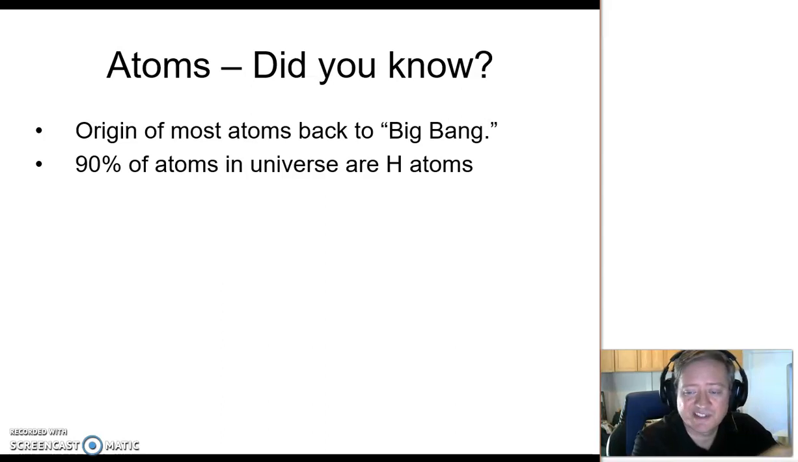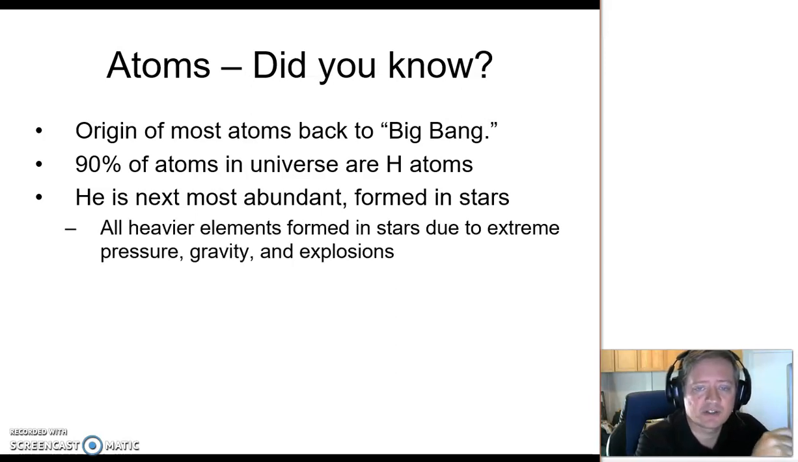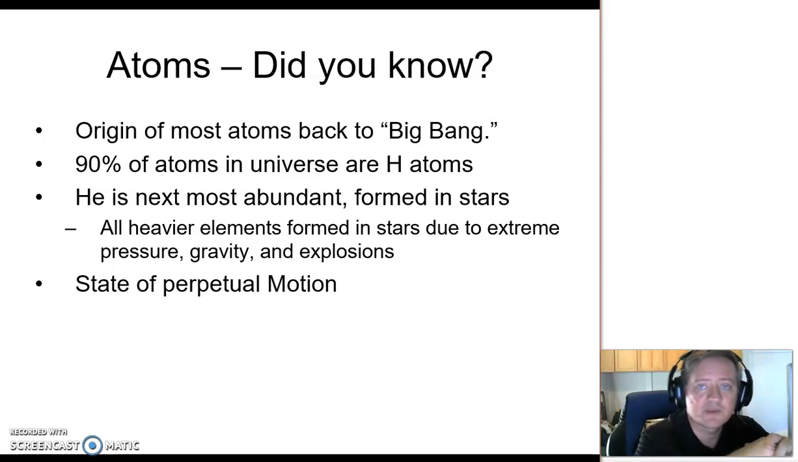From a universal standpoint, 90% of the atoms in the universe are hydrogen atoms, so a proton with an electron. Helium is the next most abundant, about 8%, and these are typically formed in stars. Anything heavier than that is where we get the extreme explosions due to pressure, gravity, and explosions and all that fun stuff. And like we said, these atoms are constantly moving.